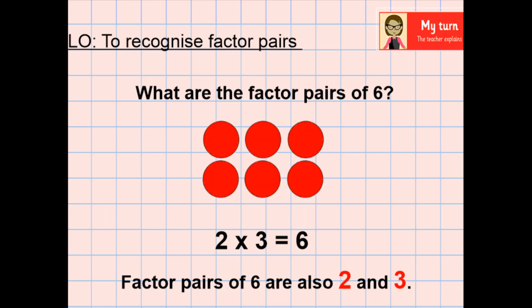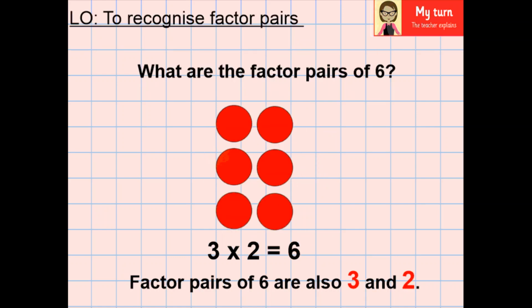Here we can see an array that has been made with 2 rows. So we had 1 row previously, one lot of 6. We've got 2 rows now, and we've got 2 lots of 3. We can write that as a multiplication. 2 times 3 equals 6. But this gives us the factor pairs. The factor pairs of 6 are also 2 and 3. So we found 1 and 6, and now we found 2 and 3.